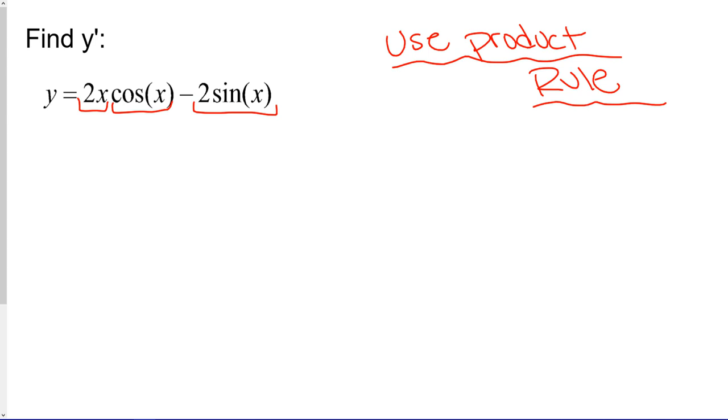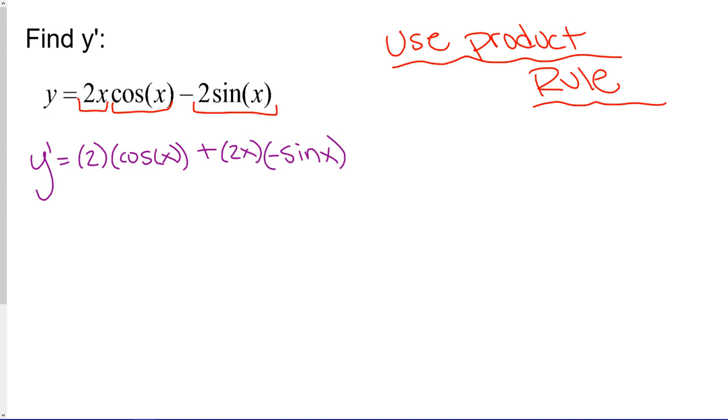Okay, so for our derivative, let's take the derivative of 2x first. So we're going to have 2, leave the second part, so cosine of x. We're going to leave the first part, and multiply by the derivative of the second, which is going to be negative sine of x. And then we're going to take the derivative of negative 2 sine of x, which will give us negative 2 cosine of x.